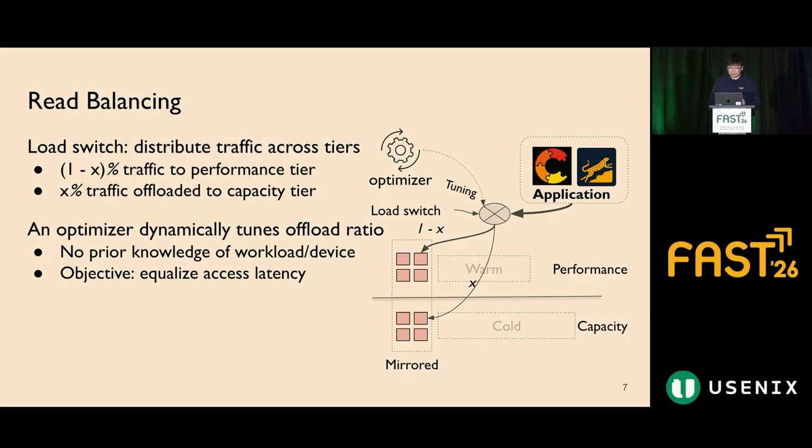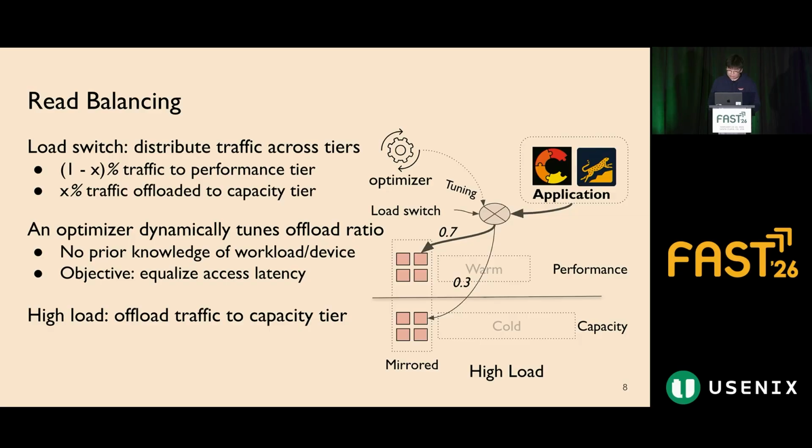This optimizer requires no prior knowledge of the workloads or devices, but uses a simple yet efficient feedback-driven dynamic algorithm based on the request latency. For example, if the performance tier is saturated due to intensive workloads, and the latency of the performance tier surpasses that of the capacity tier because of request queuing, then MOST will increase the X here, which is the offload ratio, thus increasing the amount of traffic offloaded to the capacity tier until the latency of accessing the two tiers is equalized.